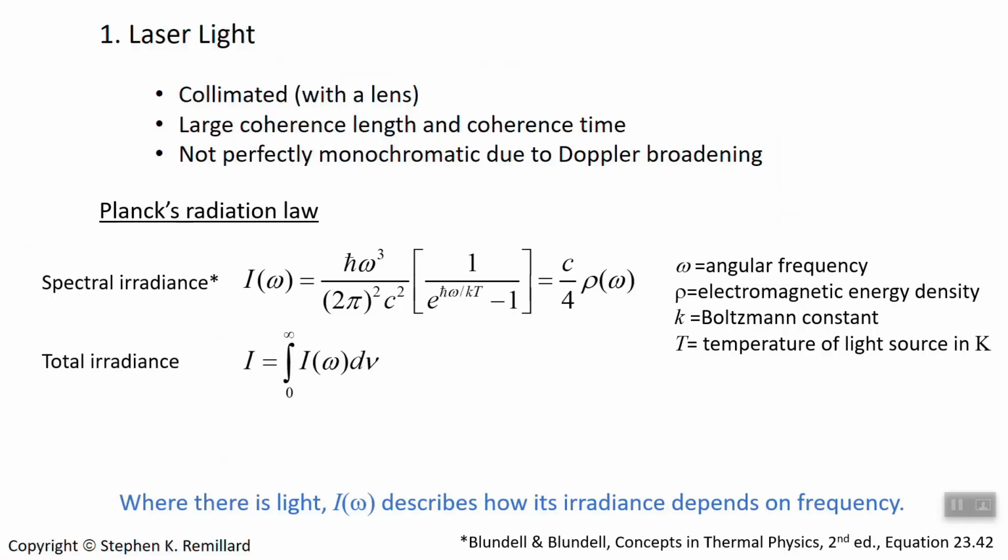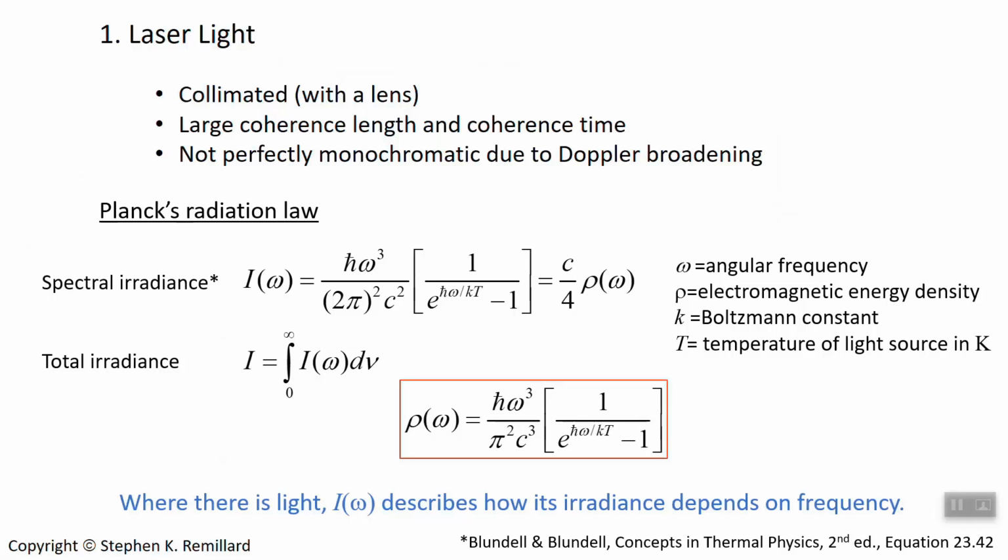Since I of omega is the irradiance per unit frequency, where omega is 2 pi frequency, this expression needs to be integrated over all of frequency to find out how much intensity, that is power per unit area, is coming out of the laser. And so I, without the omega dependence, is in fact the total emitted power per unit area from the laser, and that's the total irradiance.